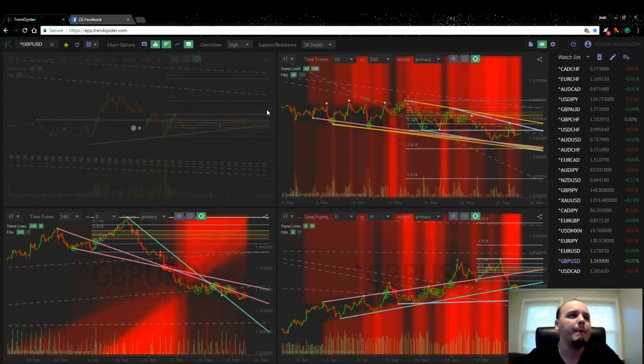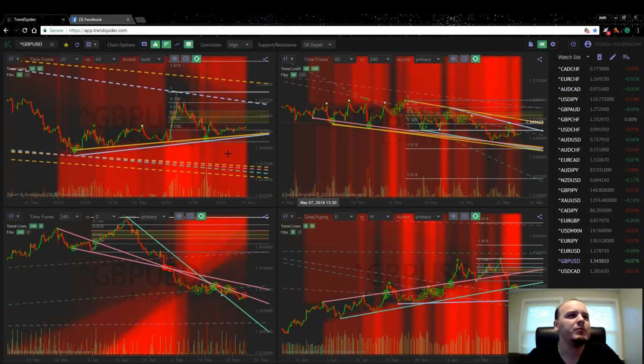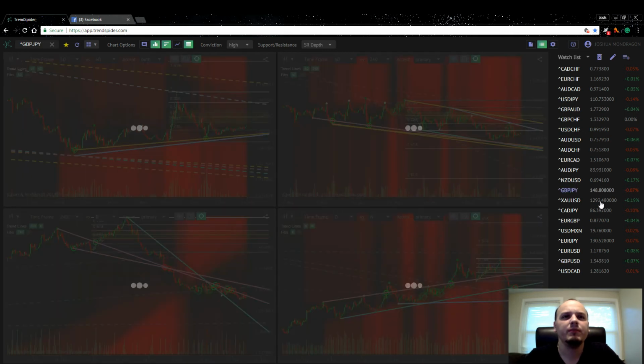10-minute real quick. Yeah, so not much indication on what it's doing yet. So I definitely would wait until you get a more formed wedge. Alright, one more. Let's do the NZD USD.